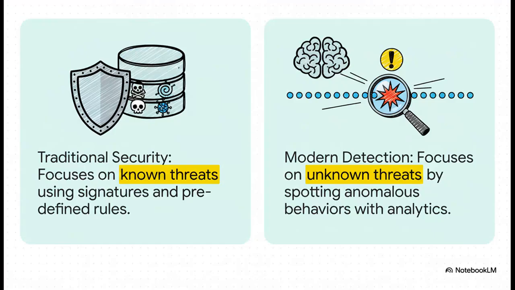Think about it. Traditional security is totally reactive. It's like having a database of known bad guys' mugshots. It can only catch threats it already knows about. But modern detection, it's proactive. It takes the time to learn what's normal in your environment, and then it flags anything that looks out of place, even if it's a brand new attack nobody has ever seen before.